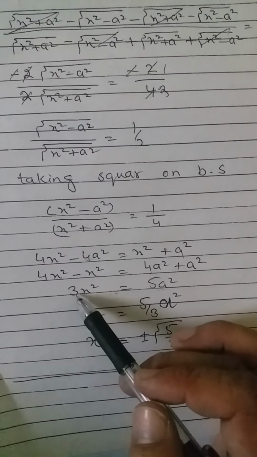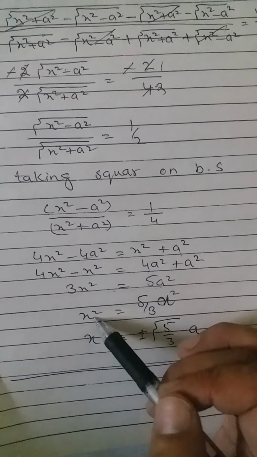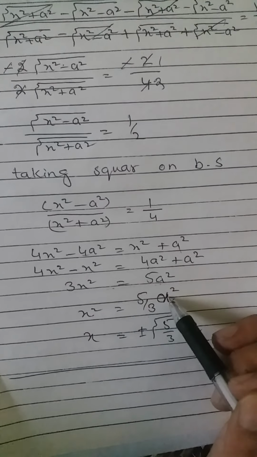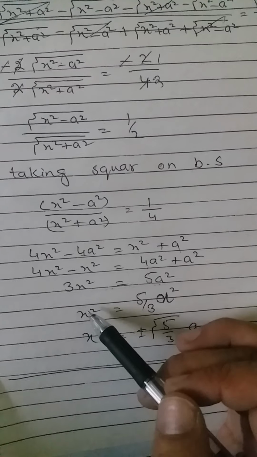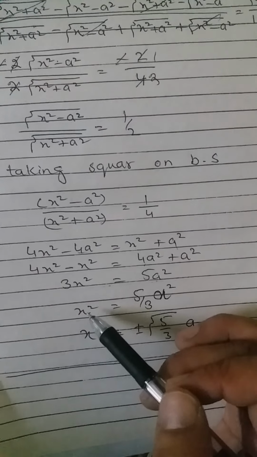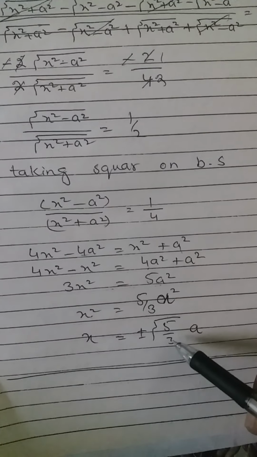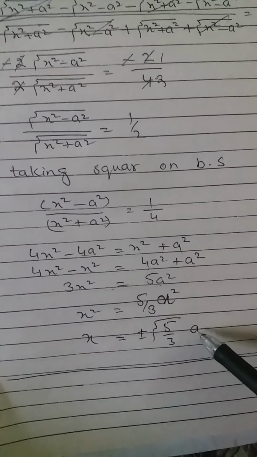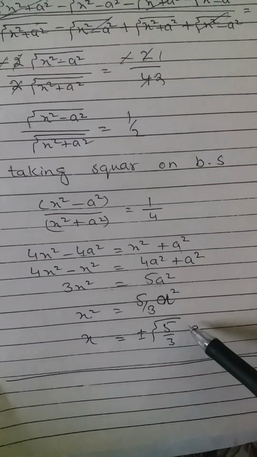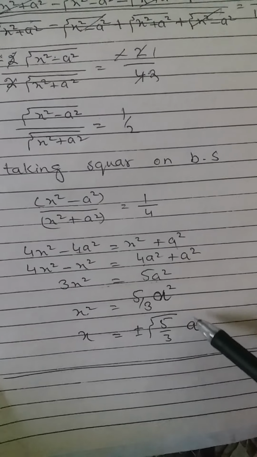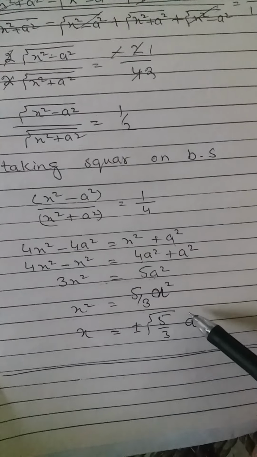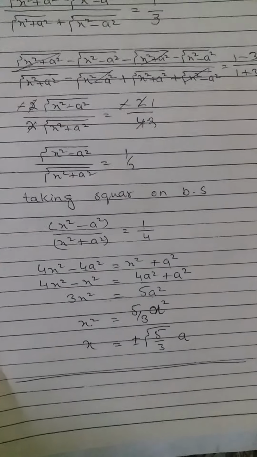Dividing both sides by 3, so we get x square is equal to 5 by 3 into a square. Then again taking square root, so we get square root cancelled here, and here is plus minus square root 5 by 3, and a will be separate from the square root because it's square root cancelled. So we have this exercise finished.